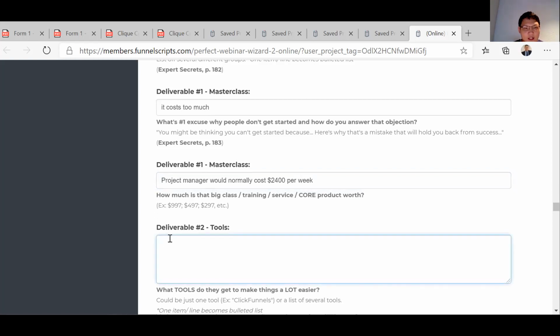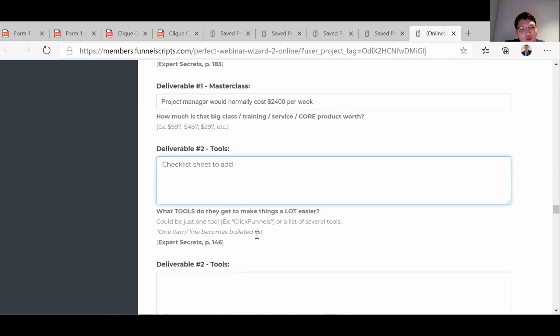Okay, so then what tool do they get to make things easy? When you project manage them, what do you need to show them? Do you have an Excel sheet? I'm sure every project manager has a project management tool. Do you have a checklist, or something? Then you can show them, well, I'm going to help you, so they can have a look at it. Basically, they don't have to do it, but they do need to know what you are doing for them. That's basically what the tool is about.